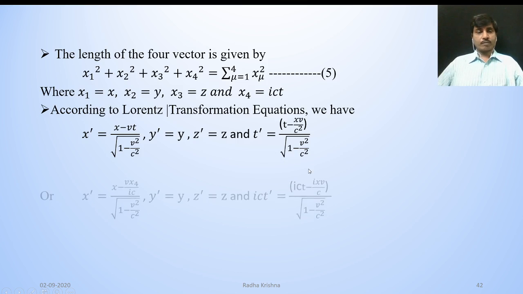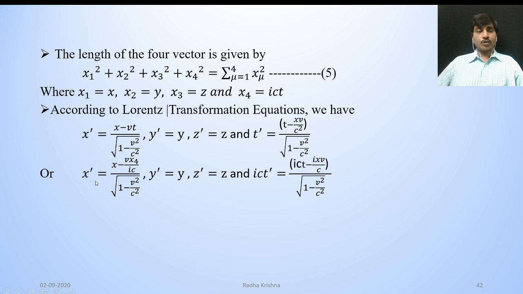or x dash is equal to (x minus v x4 by ic) whole by square root of 1 minus v square by c square, y dash is equal to y, z dash is equal to z and ict dash is equal to (ict minus ixv by c square) whole by square root of 1 minus v square by c square.